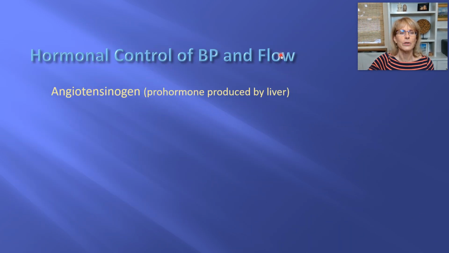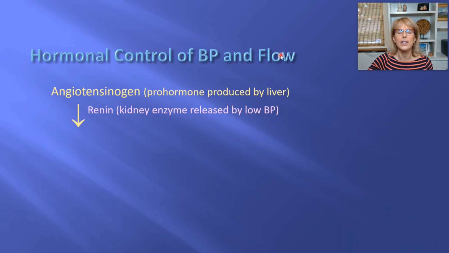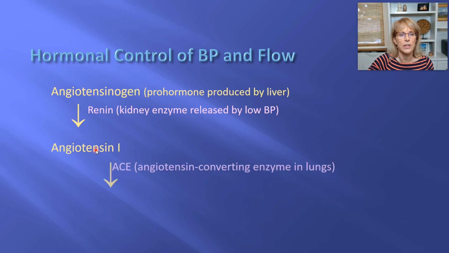So this is a review. Angiotensinogen is a prohormone. It's made by the liver. If you ever have to guess what organ made an individual protein that's found in the bloodstream, guess liver, right? And angiotensinogen is not doing anything. But if the kidney does not like the blood pressure level, the kidney will release renin. And renin will cut angiotensinogen, turn it into angiotensin 1.